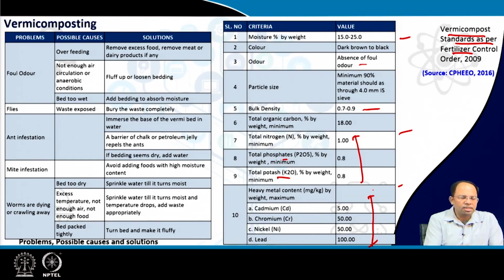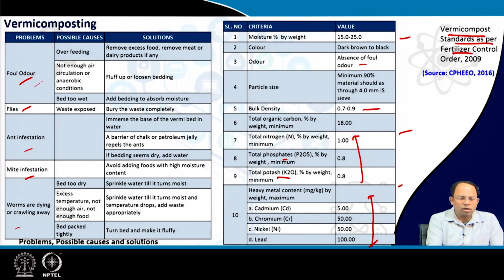Now on this side you can see that during the vermicomposting process, if somebody is practicing vermicomposting, you may see some problems like foul odor creation, flies, ant infestation, mite infestation, or you can see the worms are moving away or coming out of that particular pit. So these are some of the problems which you have to deal with, right?